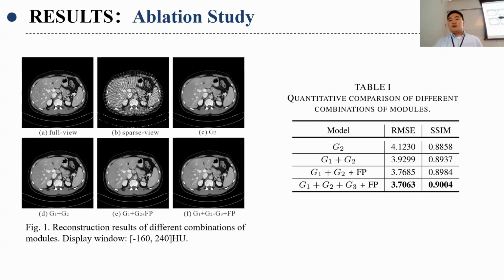And in the proposed CR-Recon, the authors add an image to projection mapping to the primal mapping and form a closed loop reconstruction system. To illustrate the effectiveness of this approach, a set of different combinations of G1, G2, G3, and the forward projection module FP are compared.